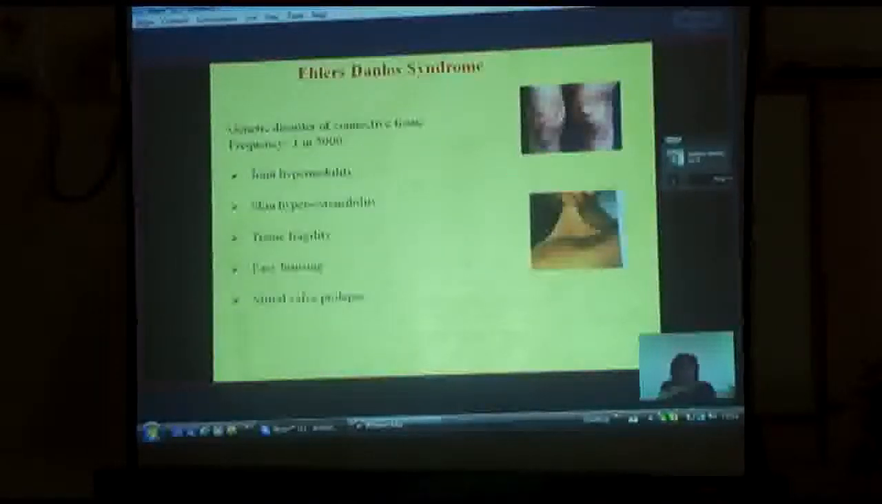Ehlers-Danlos syndrome, which is a genetic disorder of connective tissue, seen in 1 in 5,000. As rheumatologists, we see joint hypermobility with tendon inflammation, ligament inflammation. We also see them with joint subluxations. Cutaneous manifestations are skin hyperextensibility and paper-thin, sunken scars secondary to minor injuries, and easy bruising. These patients quite frequently have mitral valve prolapse.